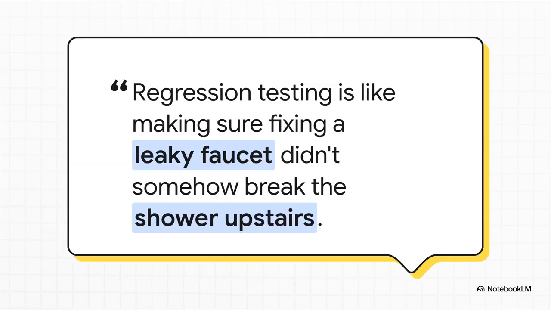And this analogy just hits the nail on the head. You wouldn't think fixing a kitchen faucet would have anything to do with the shower upstairs, but in a really complex system of plumbing or code, one change can have ripple effects you'd never expect.